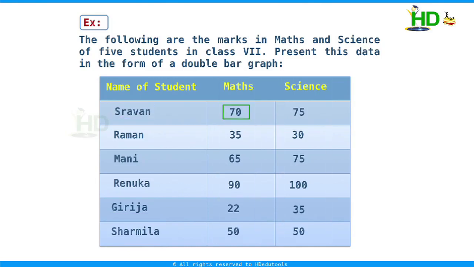Shravan got 70 in maths, 75 in science. For Raman, 35 in maths, 30 in science. Mani got 65 in maths, 75 in science. Renuka got 90 in maths, 100 in science. Girija got 22 in maths, 35 in science. Sharmila got 50 in maths, 50 in science. We have to represent this data using a double bar graph.